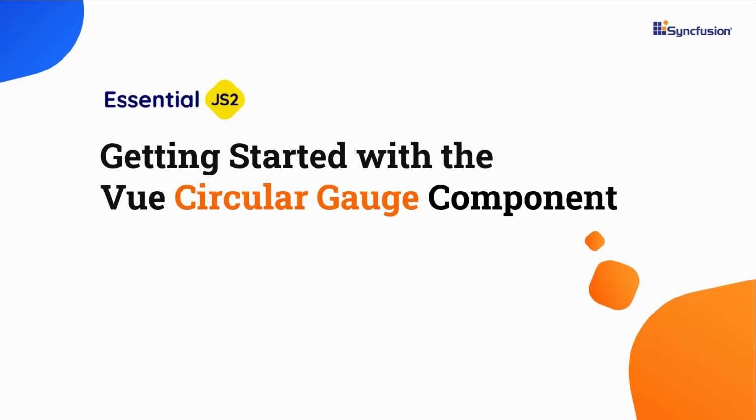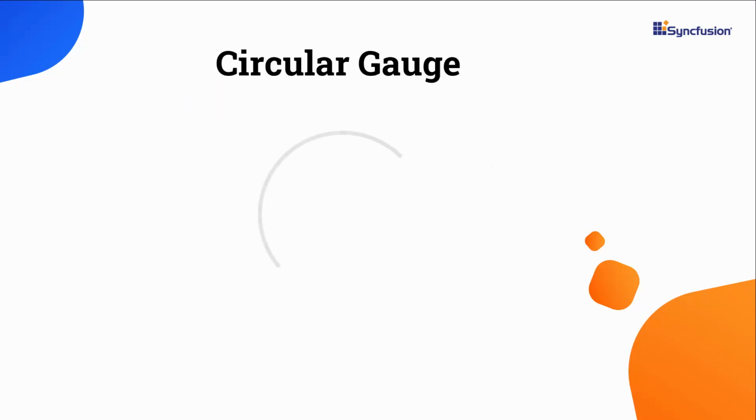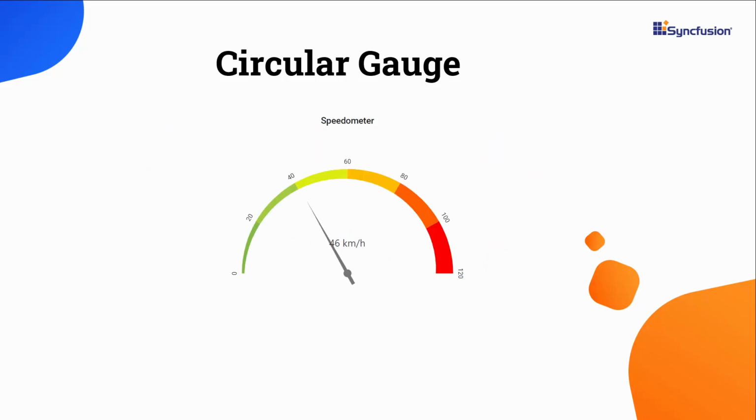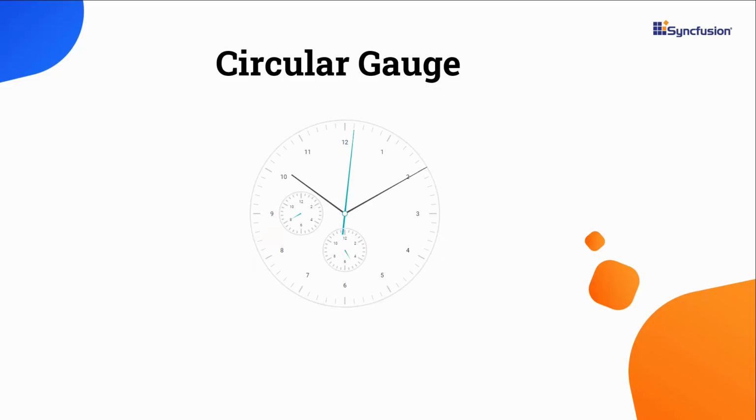Welcome to the Vue Circular Gauge tutorial. The Syncfusion Vue Circular Gauge is a versatile component for visualizing numeric data on a circular scale. It uses one or more pointers to indicate values on the scale. It is fully customizable and can be used to create speedometers, meters, analog clocks, and more.